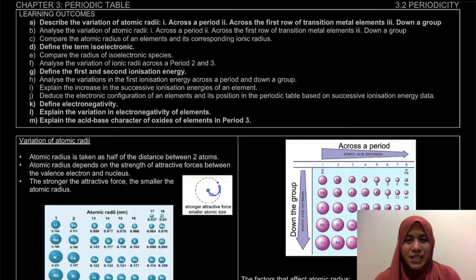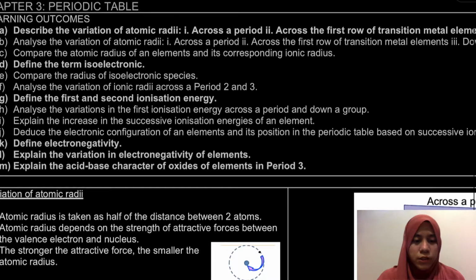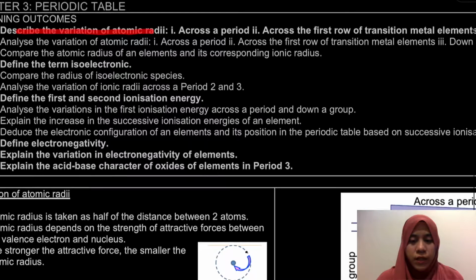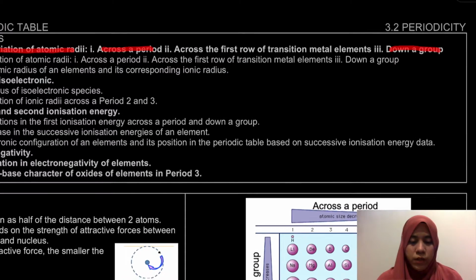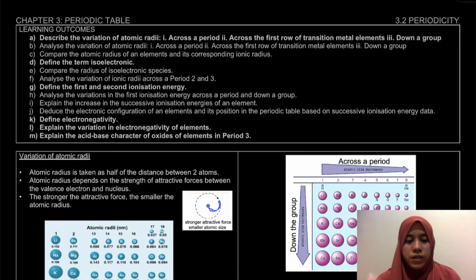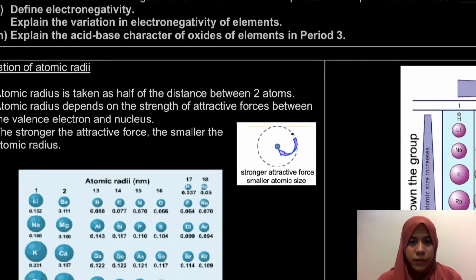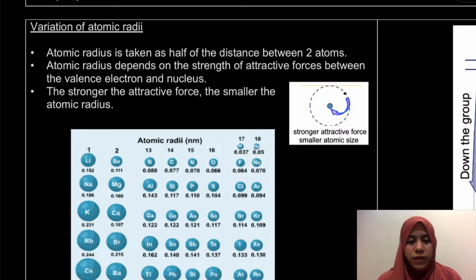As you can see here, there are a lot of learning outcomes for this subtopic 3.2. But specifically for this video, what we're going to look at is to describe the variation of atomic radii across a period and down a group. So first things first, let's look at what atomic radii actually is. We're going to discuss the atomic radii.